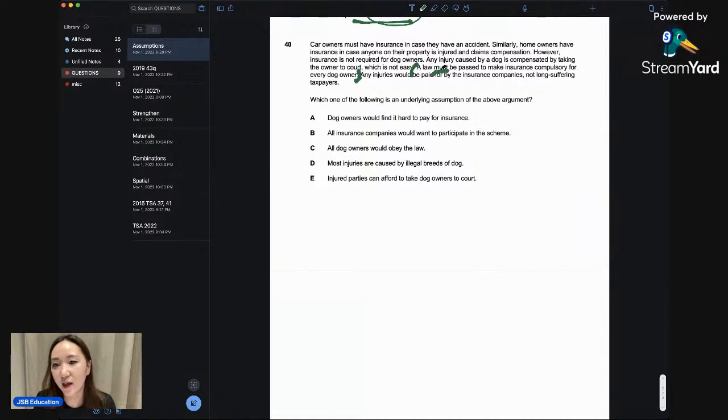Obviously, the easiest thing, I know I go on about this so much, but the "must" in there is telling us that is the conclusion. With assumption questions, it is really important to identify the conclusion, by the way. Any injury would be paid for by the insurance company, not long-suffering taxpayers. So these two sentences are the key ones.